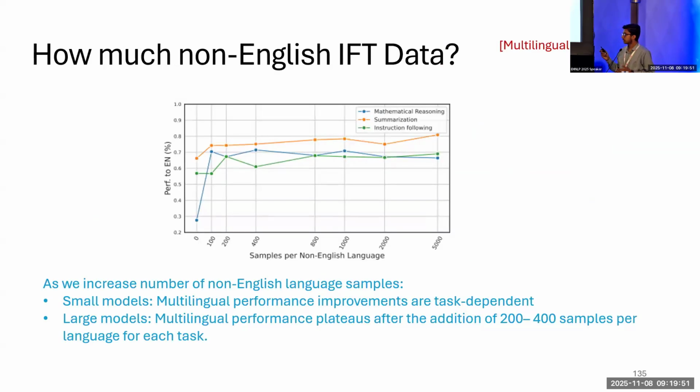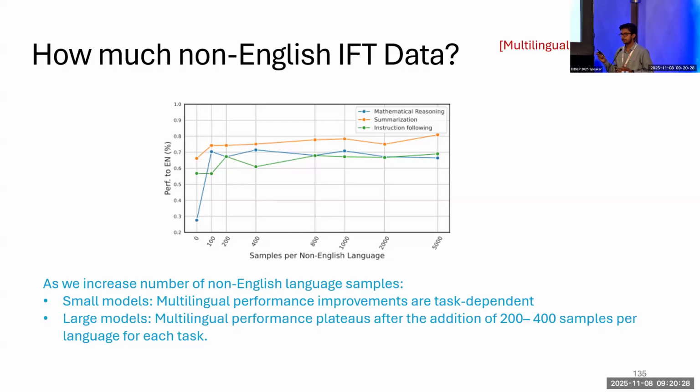So now we'll be looking at certain interesting questions. What happens if we increase the number of non-English language samples during instruction fine-tuning? Because we saw that only fine-tuning on English already has some significant performance. How much more data do we need for, let's say, small models and large models? So for small models, we see that multilingual performance improvements are task-dependent as we increase languages and language samples. But for large models, there is a multilingual performance plateau after the addition of 200 to 400 samples per language for each task.